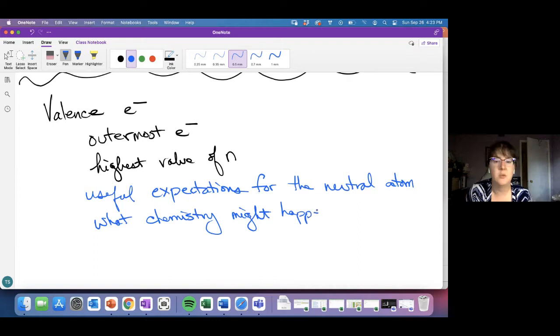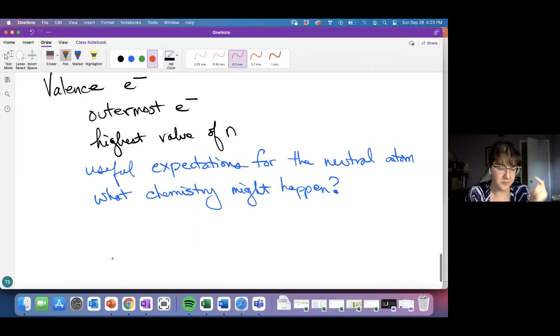Those are some of the reasons why we're interested in valence electrons: they're usually going to help us determine how a particular atom is going to act. That's why we care about them, because they give us ideas about what that particular atom might do. As far as the question, what happens if I add an electron, what do we call that then?